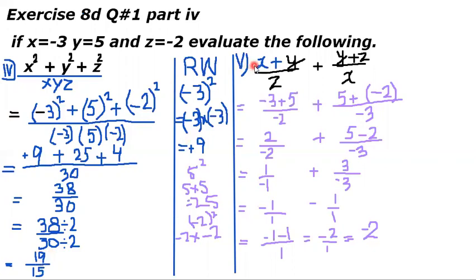Now part 5, x plus y upon z plus y plus z upon x. The first step is just to put the values. The value of x is -3, the value of y is 5, and the value of z in the denominator we will write -2, because z is in the denominator, the value will be written in the denominator. Now let's do the next fraction, which is y plus z upon x. The value of y is 5, the value of z is -2, and the value of x is -3.